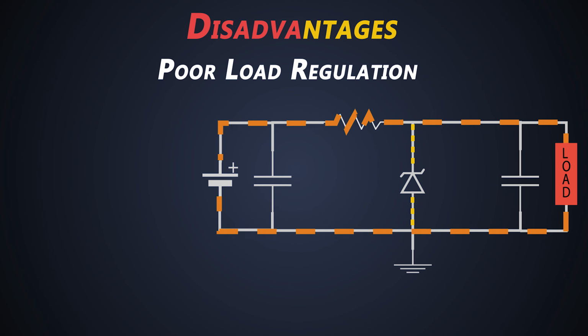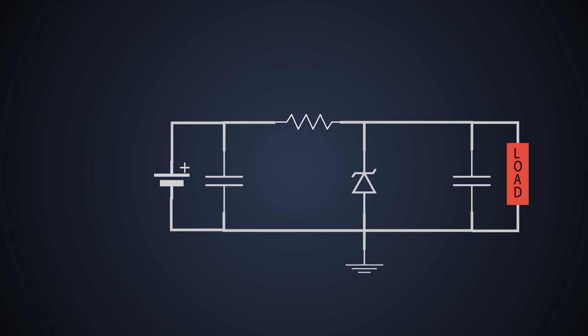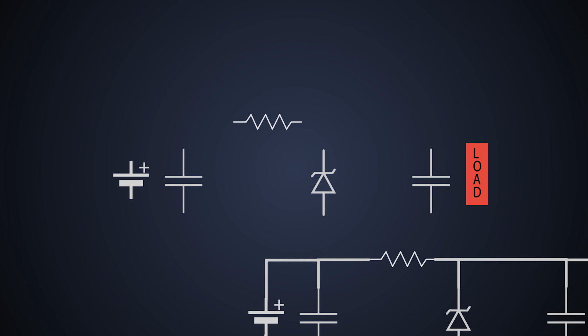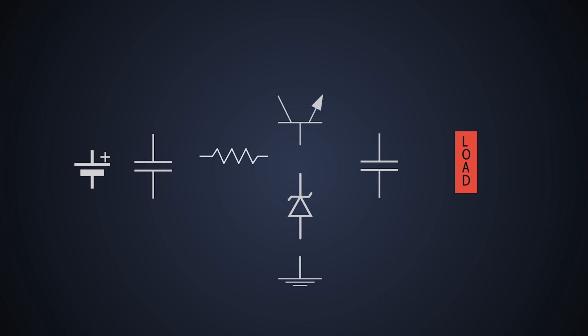So this regulator is limited to only such applications where variations in the load current and input voltage are very small, and we can use it up to a few milliamperes only. But to avoid this, we can use the combination of a transistor, say BJT, and a Zener diode to make a stable voltage regulator. For this, we need one BJT, a Zener diode, and a resistor.